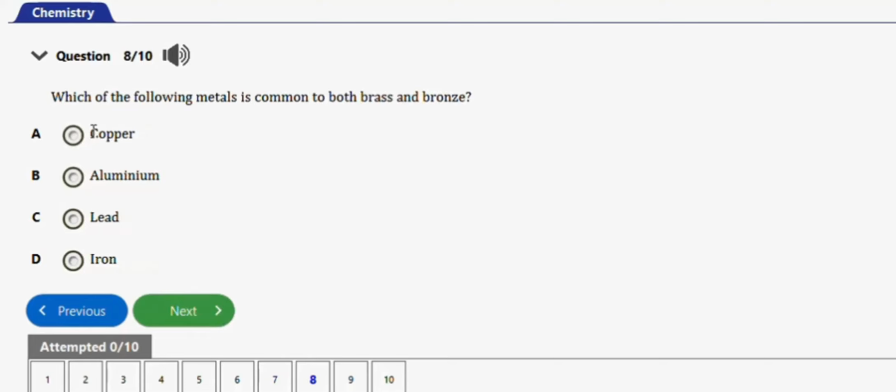It says which of the following metals is common to both brass and bronze? The right answer is copper, option A. The next question says which of the following is an alloy of mercury?